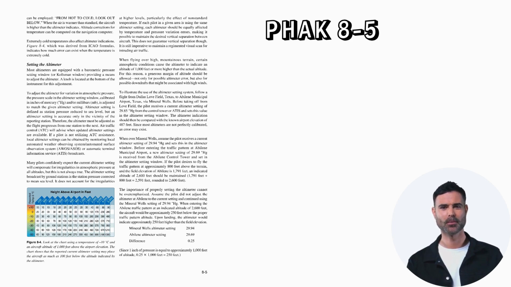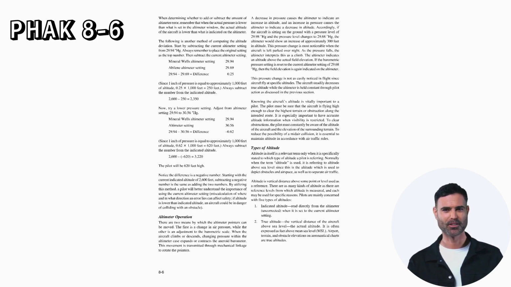Mineral Wells altimeter setting, 29.94. Abilene altimeter setting, 29.69. Difference, 0.25. Since 1 inch of pressure is equal to approximately 1,000 feet of altitude, 0.25 times 1,000 feet equals 250 feet. When determining whether to add or subtract the amount of altimeter error, remember that when the actual pressure is lower than what is set in the altimeter window, the actual altitude of the aircraft is lower than what is indicated on the altimeter.